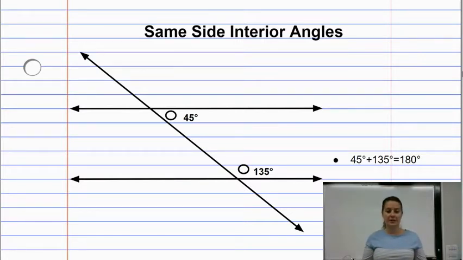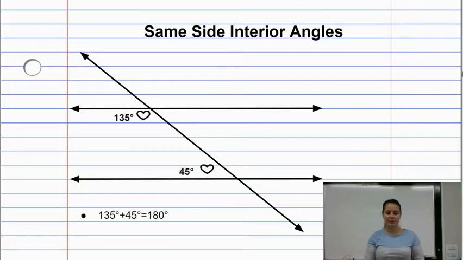And we also mentioned in our definition that they are supplementary, correct? So one angle is 45 degrees and the other angle is 135 degrees. When you add up 45 and 135, you get 180, which makes the angles supplementary. Here's another pair. 135 degrees and 45 degrees. Again, they're still equal to 180 degrees.